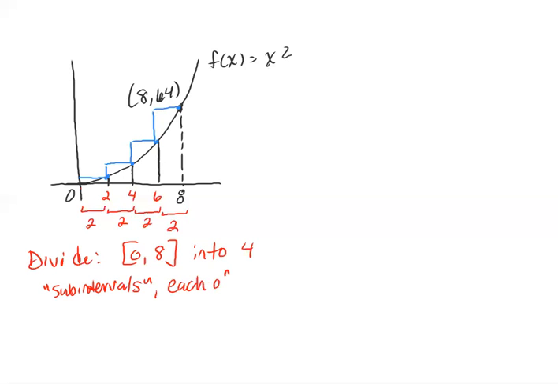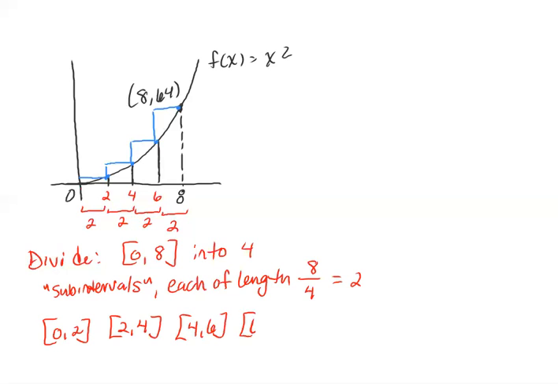Each of length, let's see, the distance from 0 to 8 is 8. So if I divide that into 4 pieces, each of them has a length of 2. Those subintervals are 0 to 2, 2 to 4, 4 to 6, and 6 to 8. We might call this a partition of the interval from 0 to 8. So those intervals are the bases of each rectangle.